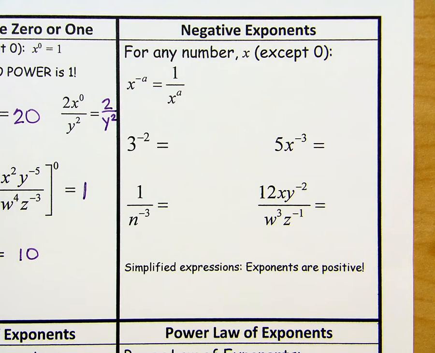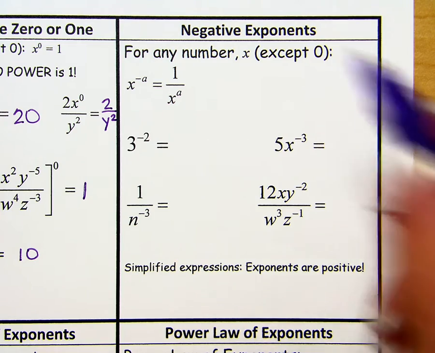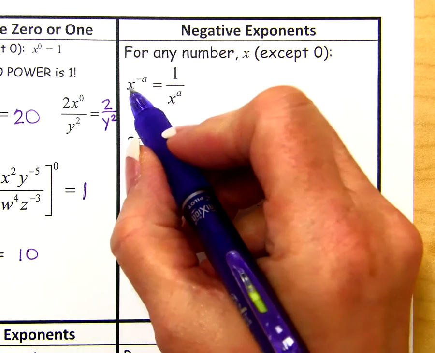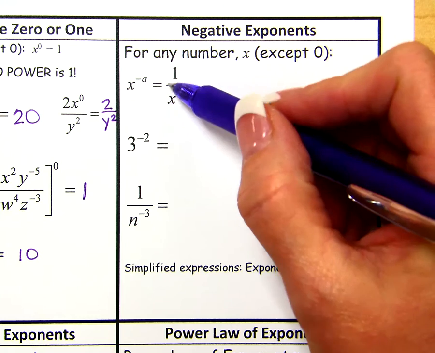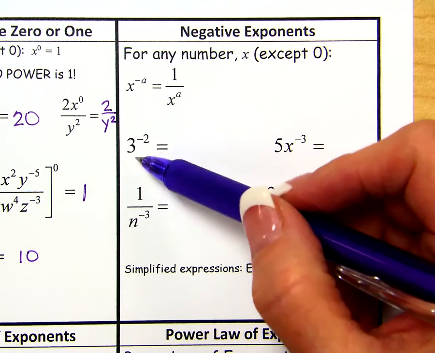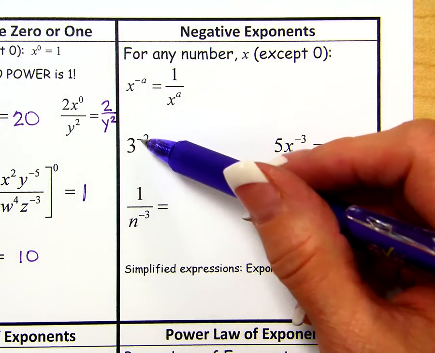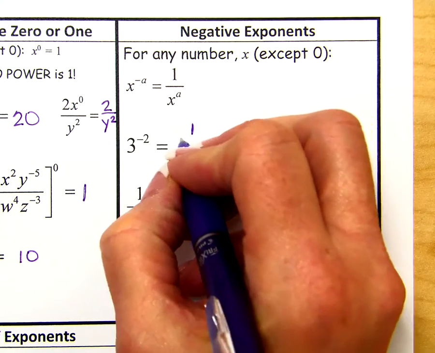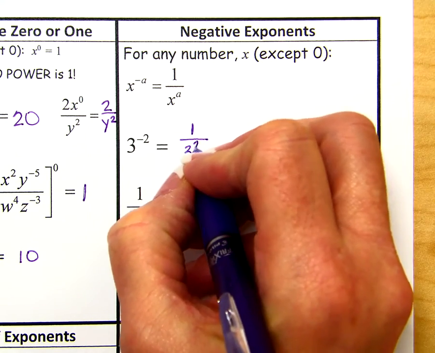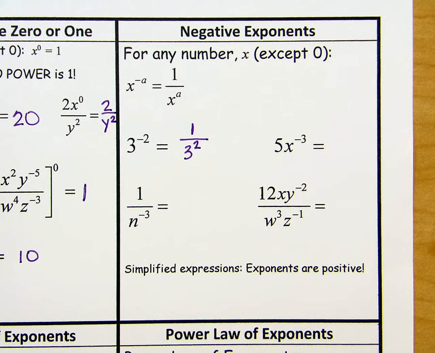Our next law we're going to look at is the law of negative exponents. So anytime you have a negative exponent, that says either put it from the numerator to the denominator or from the denominator to the numerator, you need to change the location of where the power is. So x to a negative a means 1 over x to the positive a. So in this case, 3 is our base, our exponent is negative 2, so that says take that 3, put it in the denominator, and make the exponent positive.